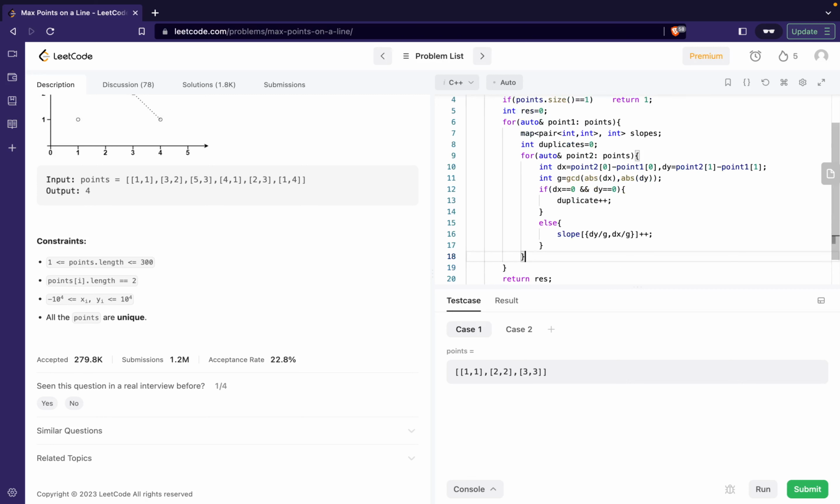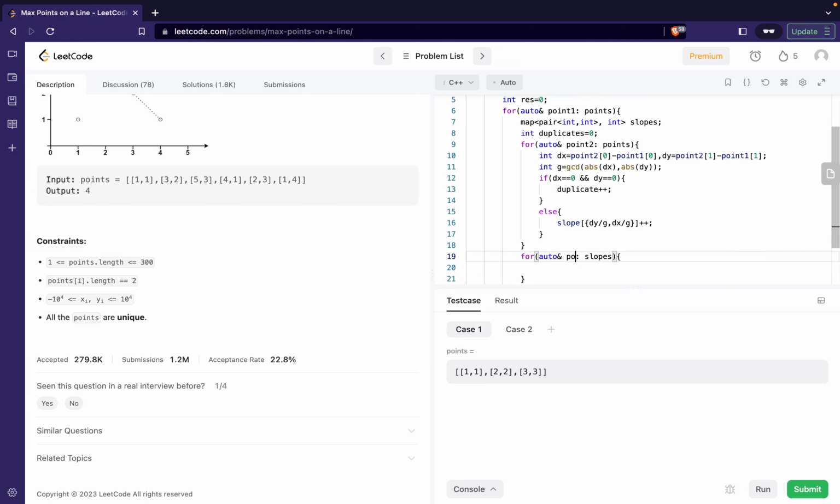Cool. So once we are done with this, I'll come out and say, okay, get me all the slopes in slopes, which would now represent the number of points. So let's call it p. And it's a pair, so it should have two values actually. The first is the slope itself, the other is the number of points. My result would be the maximum of res comma duplicates plus p.